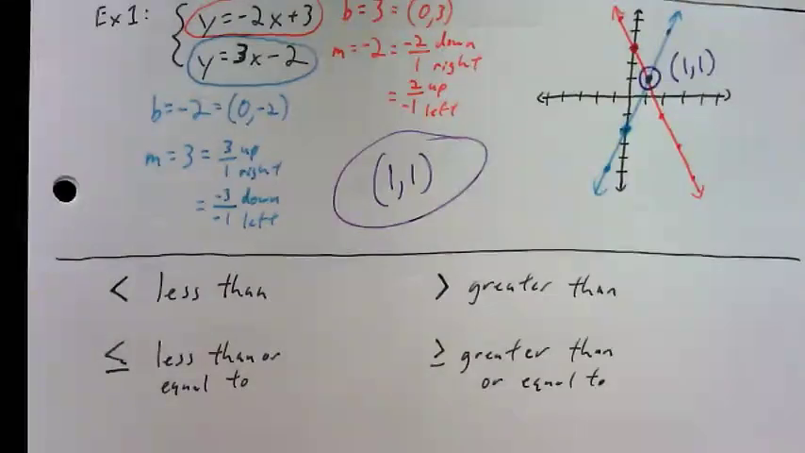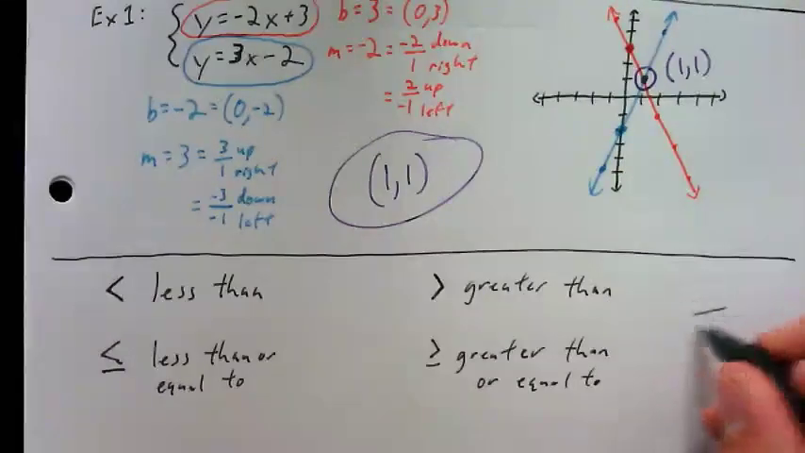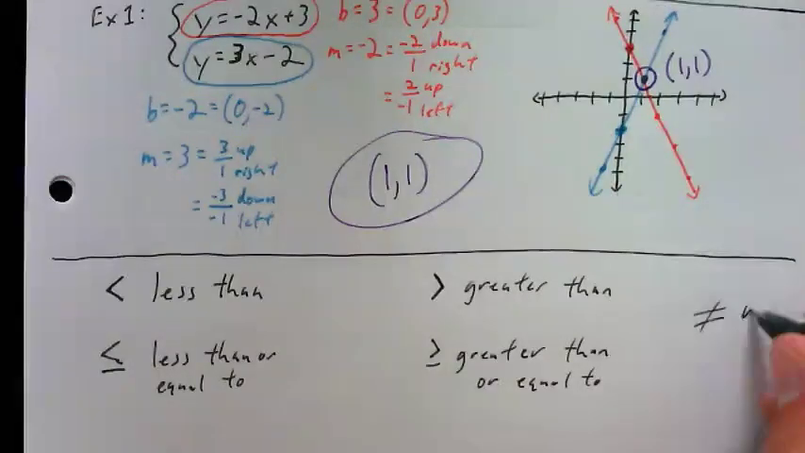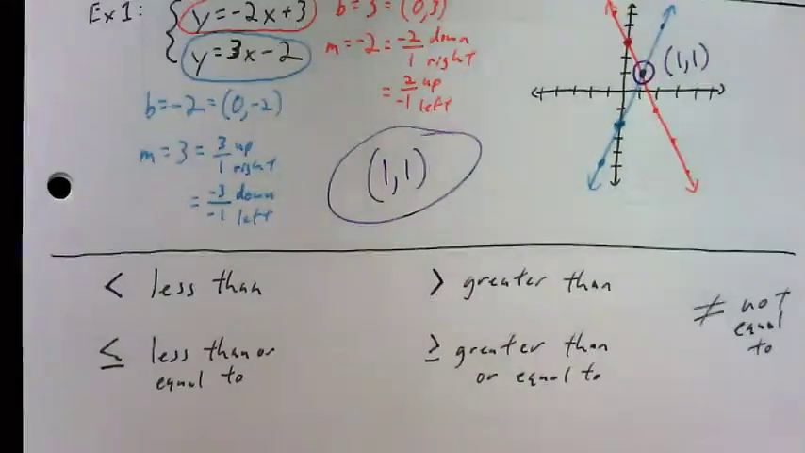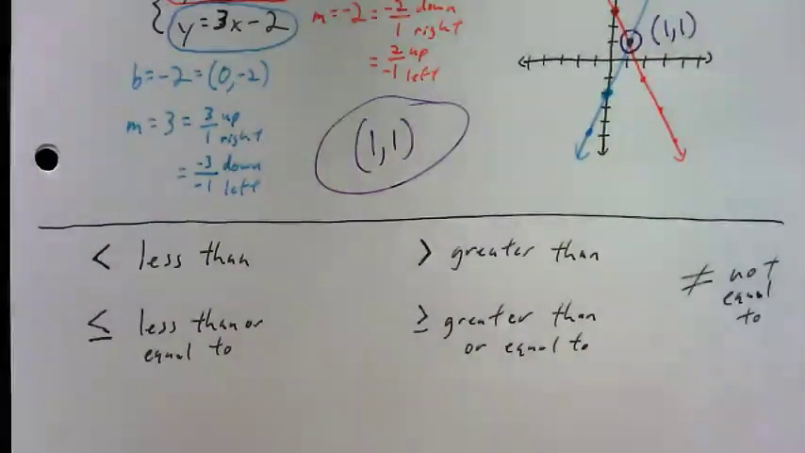Now, the fifth symbol, which we really don't use a lot when we're graphing, is not equal to. Again, it's an inequality symbol because an inequality symbol is anything other than just an equal sign, right? So less than, greater than, less than or equal to, greater than or equal to, and not equal. Those are our inequalities. Now, when graphing, we're going to focus on these four here. All right?